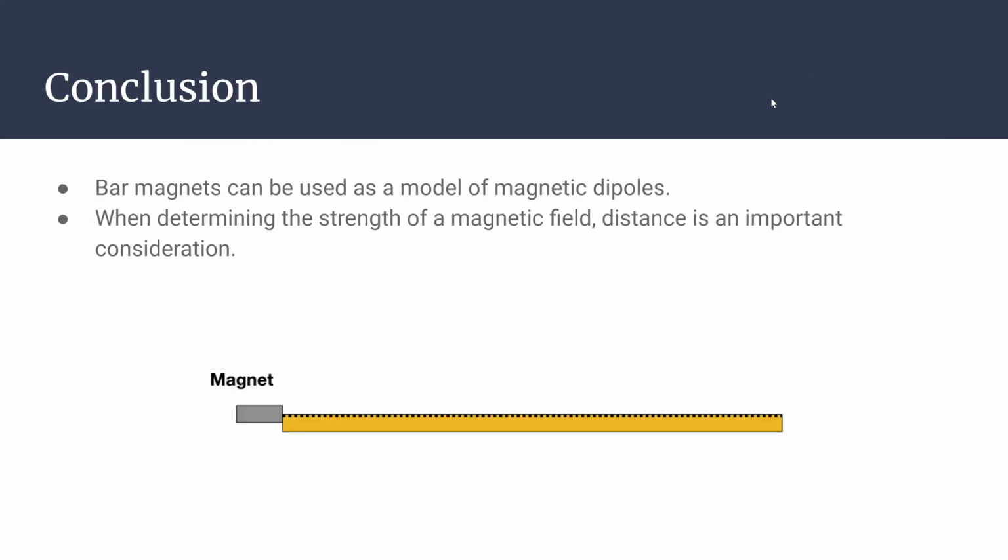So in conclusion, bar magnets can be used to model magnetic dipoles. And when determining the strength of a magnetic field, distance is an important consideration.